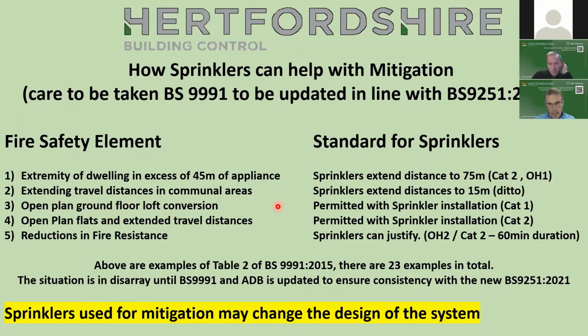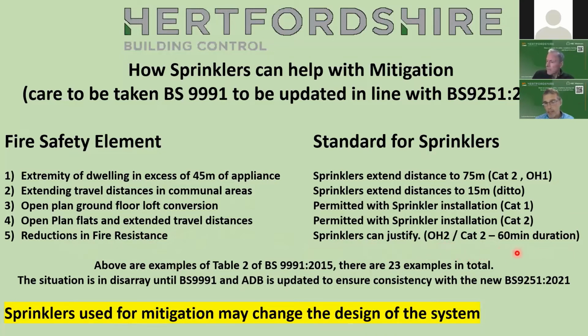Extending travel distances in communal areas. Again, Cat 2, OH1 is the standard. Open plan ground floor loft conversions can be Cat 1, or what tends to be used an awful lot in that situation is things like plume mist and auto mist, the mist systems. I think they're quite well tested for those kind of circumstances. Open plan flats and extended travel distances, again Cat 2. A reduction in fire resistances, sprinklers can justify, but again, OH2 or Cat 2.